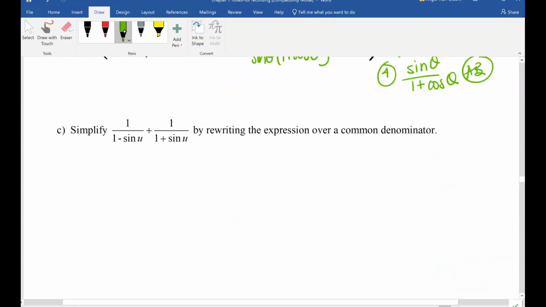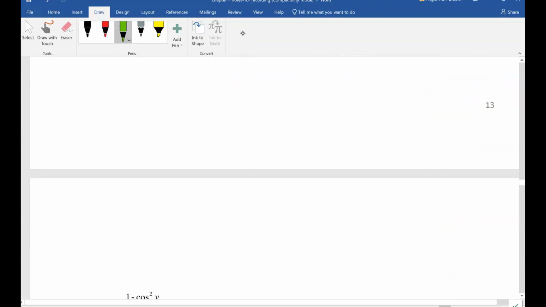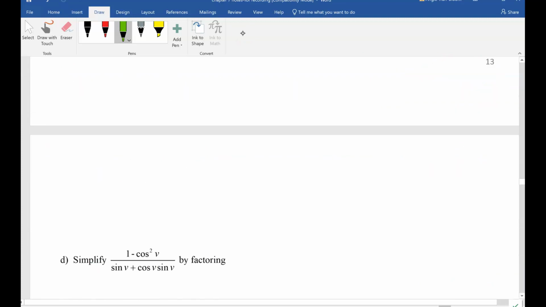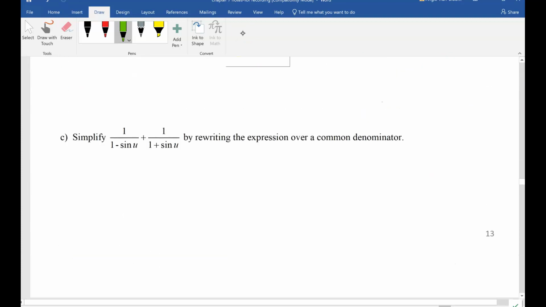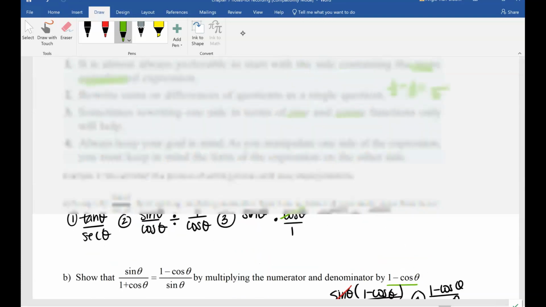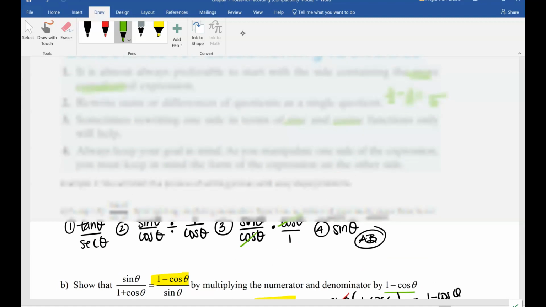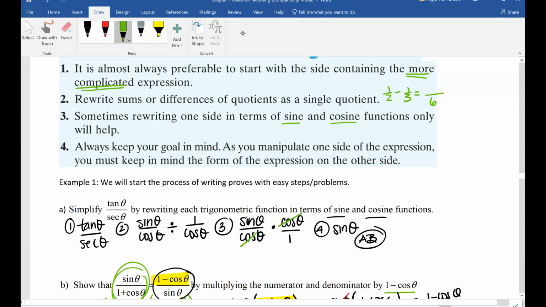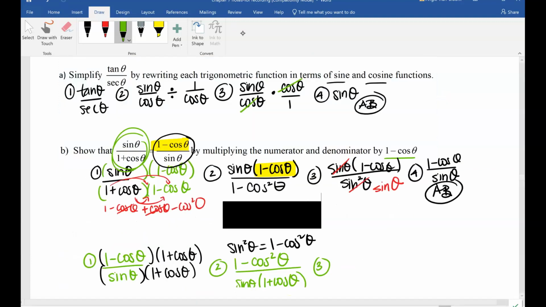Let's see, how many more do we have left? Example 1, that is. I've got 1C and 1D. Okay, just 2 more on example 1. 1C, simplify by rewriting the expression over a common denominator. Now this is the guideline or the hint on number 2, if it's allowing you to see it at all once it's done freezing. Okay. Number 2 says rewrite sums or differences of quotients as a single quotient.